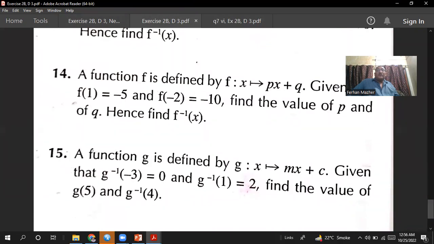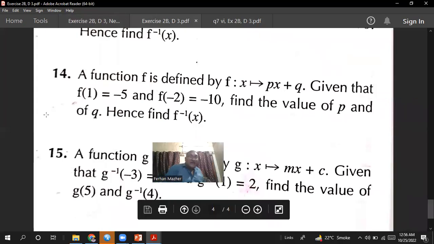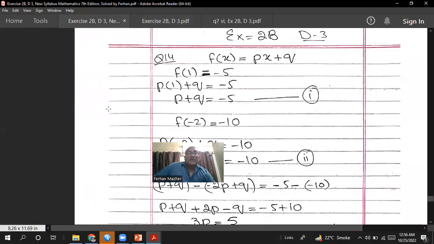So we are on question number 14. Now he says a function f is defined by f of x is equal to px plus q. Given that f of 1 is equal to minus 5 and f of minus 2 is equal to minus 10. Find the value of p and q, hence find f inverse of x. Okay. So first of all, I have to find the value of p and q.